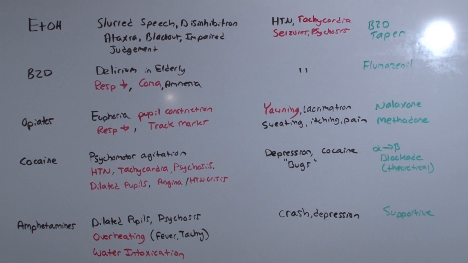Finally, in this section is amphetamines. Amphetamines, like MDMA, cause dilated pupils and euphoric psychosis. However, acute intoxication may also produce overheating. They're going to get really hot, increase their heart rate. And because they have lost the sense of water balance, they may constantly drink water, leading to water intoxication.